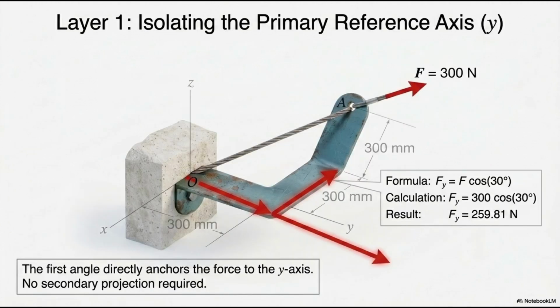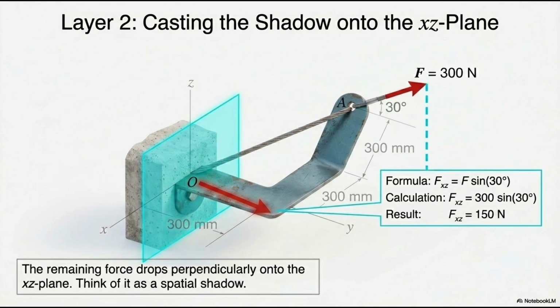First, let us look at our primary reference axis, the y-axis. The diagram shows that the force forms a 30-degree angle directly with the y-axis. That means we can write down the y component immediately using the cosine function. Second, let us look at the horizontal xz plane. The rest of the force projects down onto this floor plane as a shadow component, using the sine function to yield a magnitude of 150 newtons.